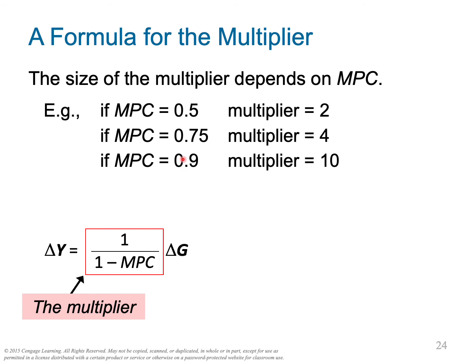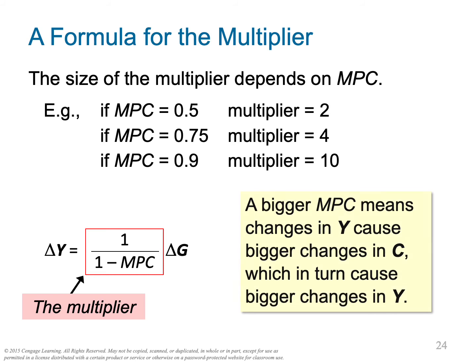And we can even see that there's a pretty clear relationship. As MPC gets bigger, so does the multiplier, right? A bigger MPC means that changes in income cause bigger changes in consumption, which in turn cause bigger changes in GDP. So it's kind of like a feedback loop, if you know what that is.